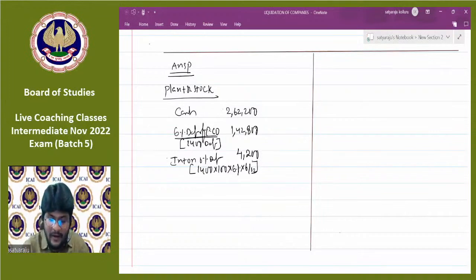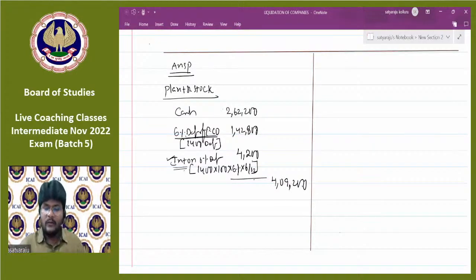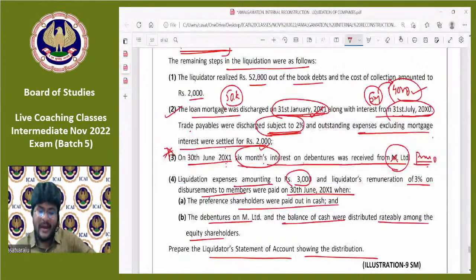These are the total realizations from plant and stock actually. This is indirect realization from plant and stock, because this interest was realized due to 6% debentures. 6% debentures we got due to plant and stock. That's why I made it the same column. Now the total realization from plant and stock, how much? Total 2,62,200 plus 1,42,800 plus 4,200. Total it will be 4,09,200.